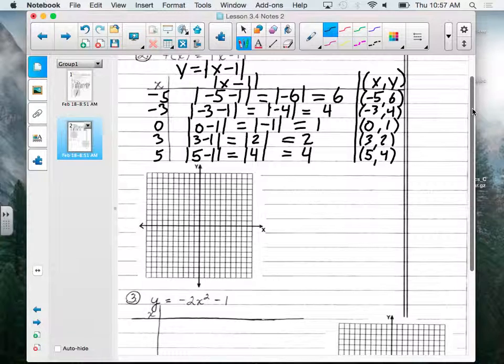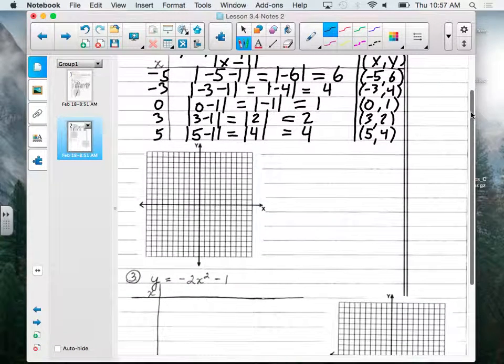Alright, does everyone have ordered pairs? Everyone got the same ones? -5, 6, -3, 4, 0, 1, 3, 2, and then 5, 4. Okay, now we plot our points on the graph, right? So -5, 6, you go over 5, 1, 2, 3, 4, 5. And then go up 6, 1, 2, 3, 4, 5, 6. So the first point's right there.